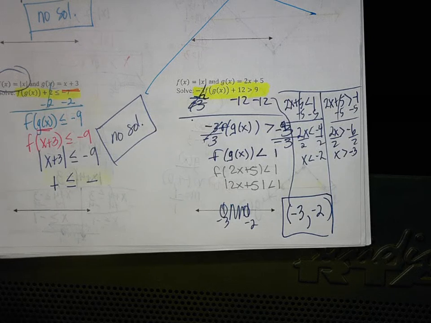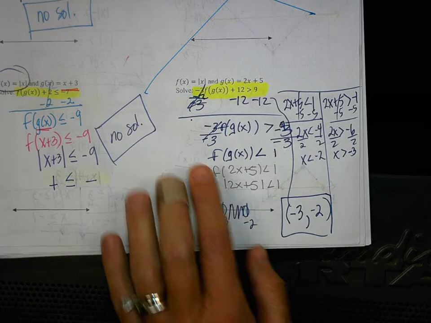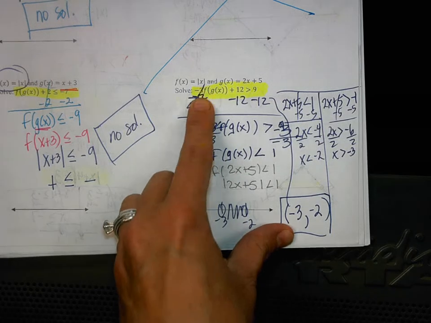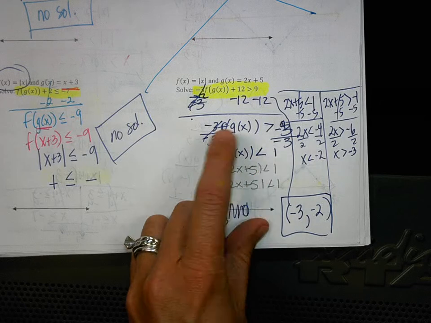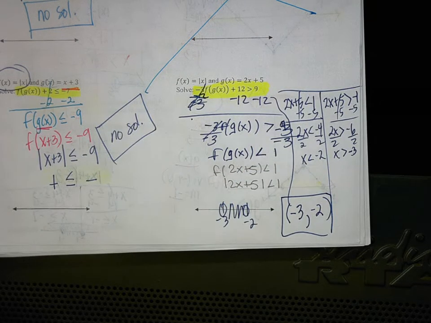Yes? Why would you divide them? Couldn't you just like... Right here, you mean? Yeah. So you're trying to get the f of g of x by itself. Because there was a -3 in front of it, we want to get that by itself, so we divide by -3, which is why we flipped the sign and it became 1. -3 divided by -3 is 1. Does that answer your question?